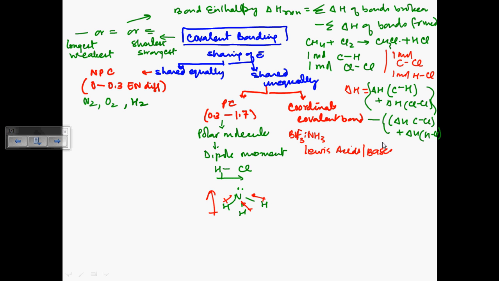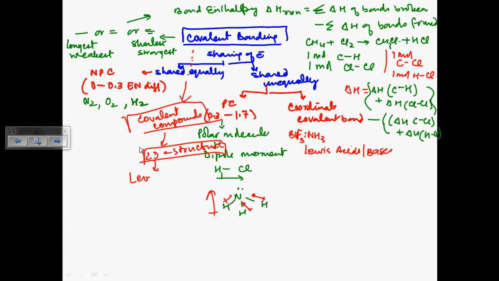Okay, now moving on to covalent compounds and Lewis structures. Okay, so covalent compounds or covalent bonding, I'm going to overlap here. It leads to covalent compounds, and generally covalent compound structure, 2D structure, is shown by Lewis structures.